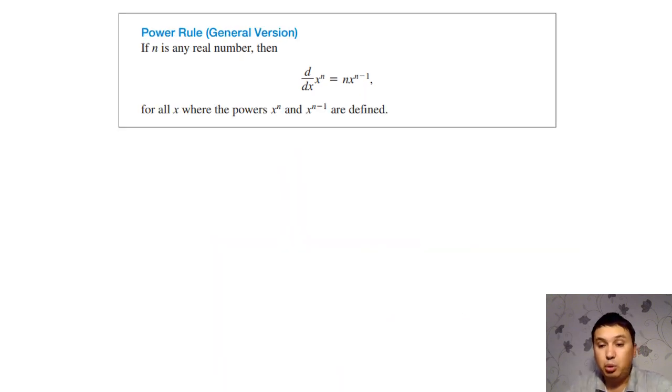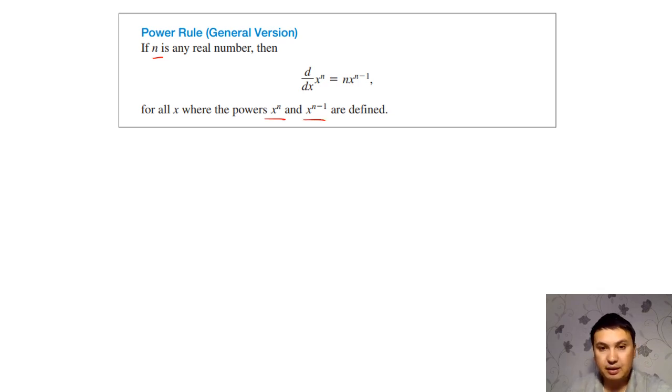In fact, more is true. This is the general power rule. Again, the derivative of x to the n is, like before, n times x to the n minus 1. But now I don't require n to be just a positive integer. In fact, n can be any real number. It can be a whole number, a negative number, a positive number, it can be irrational, etcetera. All I care is that this power needs to be defined.